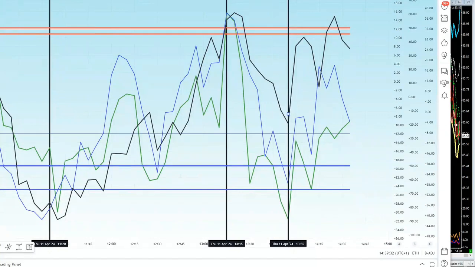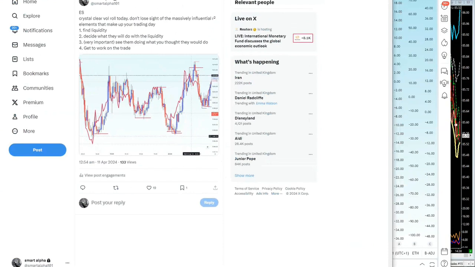We kind of gave you a little checklist. And the checklist was very, very straightforward. I hope everybody understood it. Crystal clear volatility roll today. Don't lose sight of the massively influential R-squareds making up your trading day. 1, find liquidity. 2, decide what they will do with the liquidity. 3, and this is very important, see them doing what you thought they were going to do in the first place, right? 4, get to work.